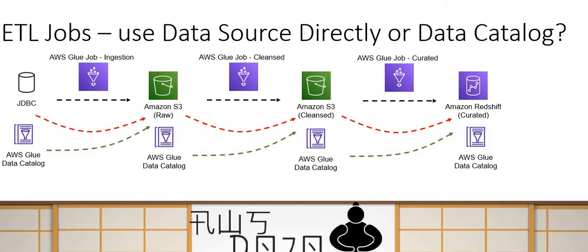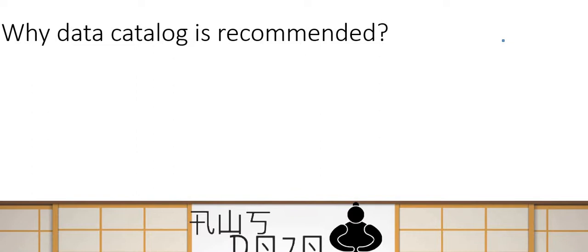But that's the recommended way, whether you're writing an individual Glue job or an entire pipeline: if you are reading data, if you are sourcing data, don't talk to your data source directly, but talk to the data catalog. That's the recommendation. Now, in the rest of the slides, I'm going to discuss why we should be doing it and how we can do it. Okay. So moving forward, why is the data catalog recommended?